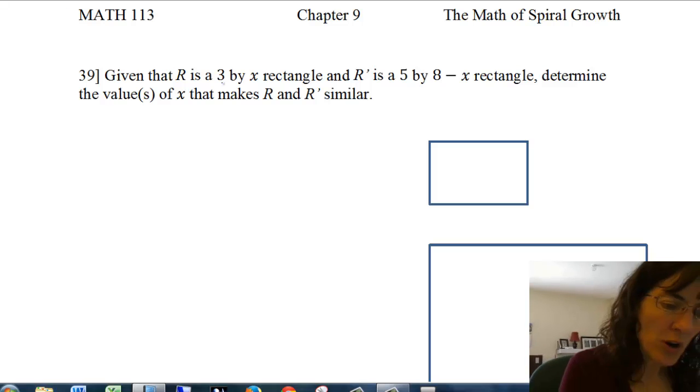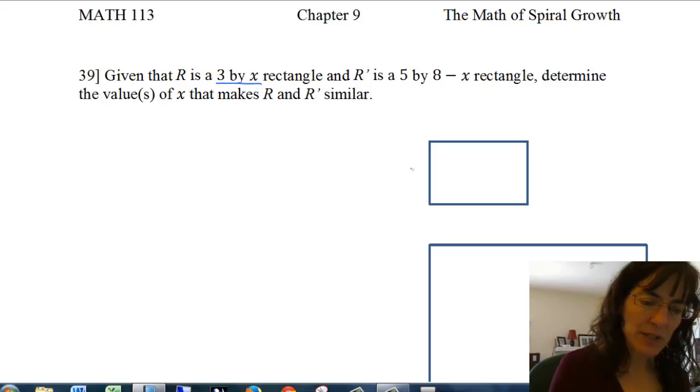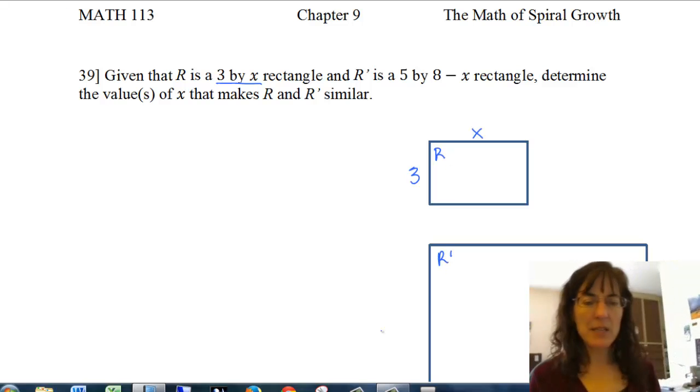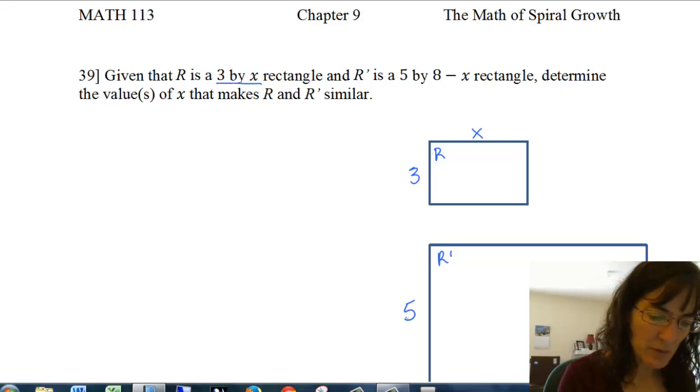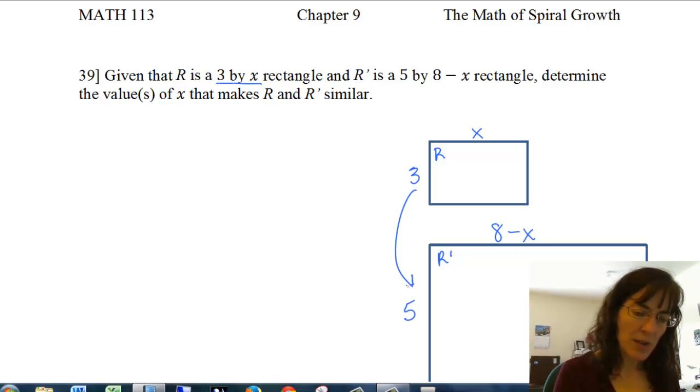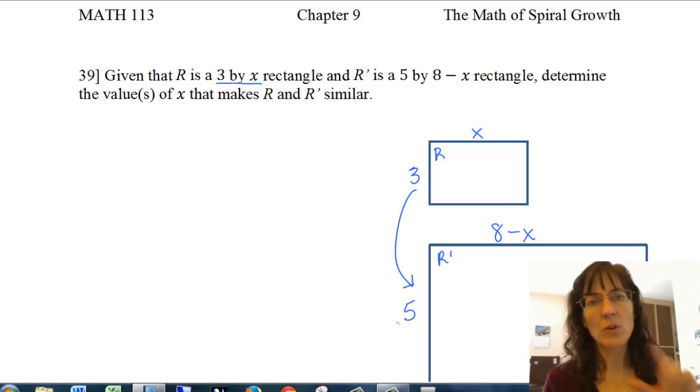So R is a 3 by X rectangle. So 3 by X, and this is my R, and this will be my R prime, and it is a 5 by 8 minus X. So I'm just going to randomly put 5 and then 8 minus X. Now I don't know for sure that 3 and 5 are the two that are corresponding.